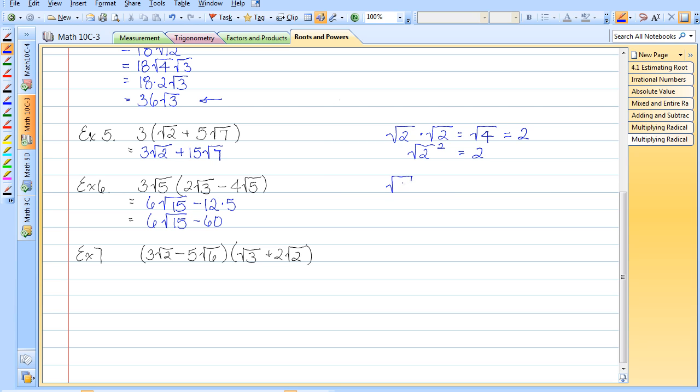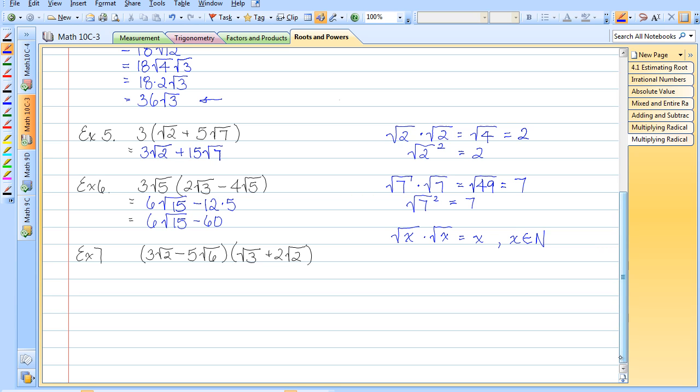Let's take, for instance, root 7. Root 7 times root 7, some might say, is equal to root 49, but that simplifies to 7, or simply root 7 squared will equal 7. So we can then say that root x times root x will give us x, and because we've just worked with our number sets, we can say that x must belong to the set of natural numbers.